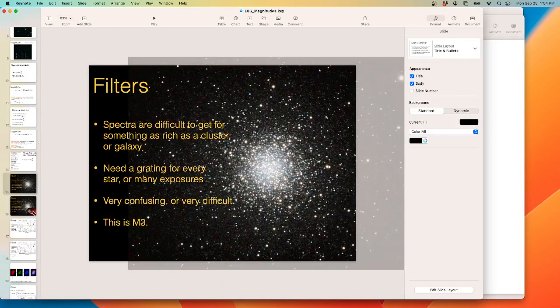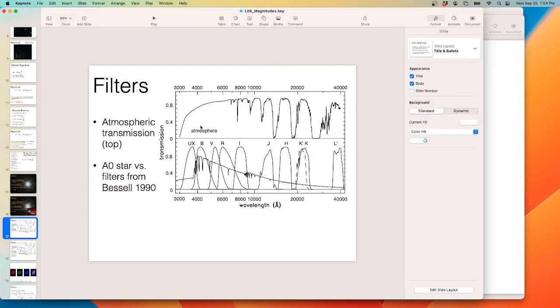So we want to do this with colors. So this top line here is the atmospheric transmission in the atmosphere. And you can see that in the visible light right here, there's a lot of transmission. So 1 here means it's clear, it's transparent. As you get to shorter or longer wavelengths, water gets in the way and starts to absorb all this stuff.